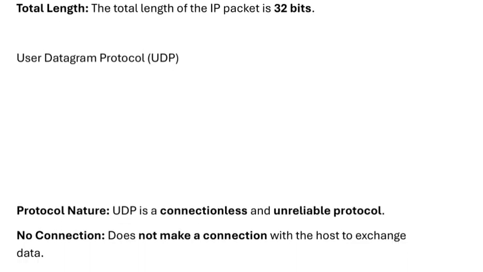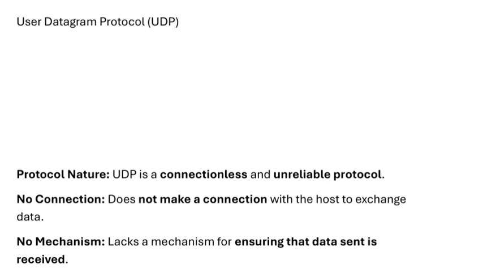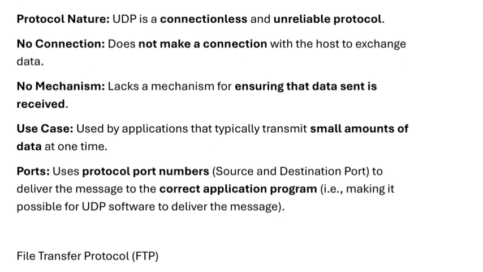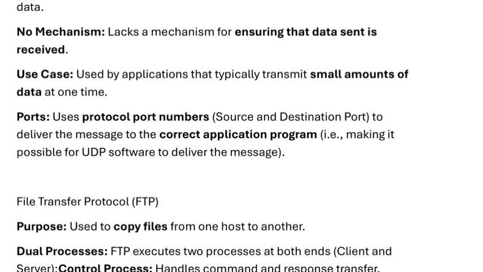User Datagram Protocol, UDP. Protocol nature: UDP is a connectionless and unreliable protocol. No connection: it does not make a connection with the host to exchange data. No mechanism: it lacks a mechanism for ensuring that data sent is received. Use case: used by applications that typically transmit small amounts of data at one time.